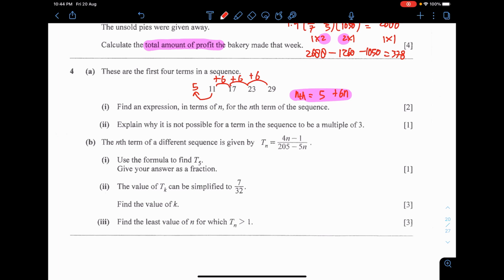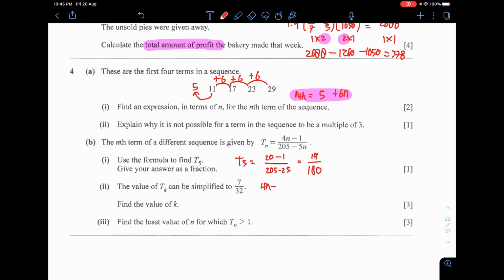Next, the nth term of a different sequence is given to be this. Use the formula to find the T5. Okay, this is just substituting the number. 20 minus 1 divided by 205 minus 5 times 5, which is 19/180. The value of Tk can be simplified to 7/32.